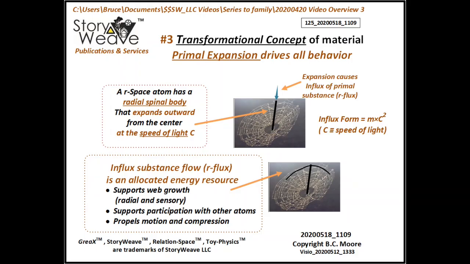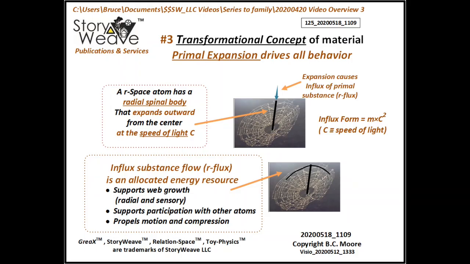And that outward expansion causes an influx of primal substance. It's like a flux called R flux. And that's primal material, primal substance. And that influx has the form of Einstein's energy equation, m times the speed of light squared. In toy physics, this is very rigorous. We're just depicting a little picture here that illustrates it.